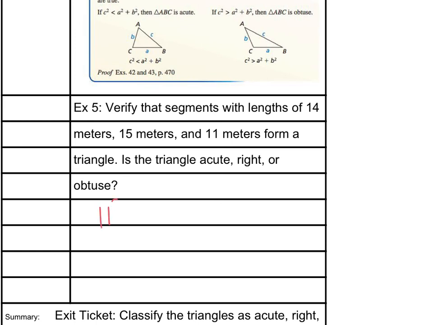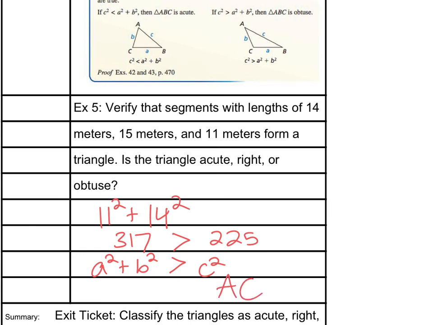So I have 11 squared plus 14 squared would be, I'm just putting this in my calculator, 317. 15 squared is 225. So since A squared plus B squared is greater than C squared, that means that C squared is less than A squared plus B squared. This is an acute triangle.